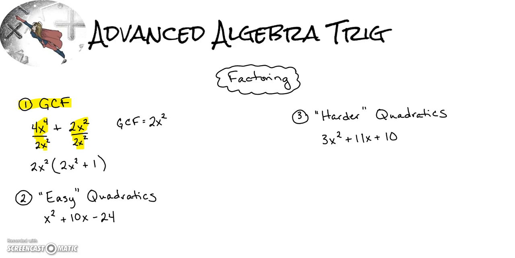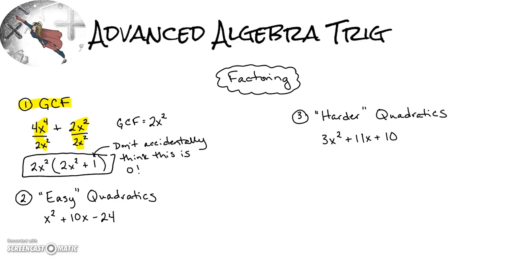Now, a really common mistake is that people right here, instead of putting a 1, sometimes think that it's 0. But you have to remember that when you divide something by itself, it equals 1 and not 0. It doesn't just go away. So I'm just going to write, don't accidentally put 0. Okay, so this is the answer to our first problem.